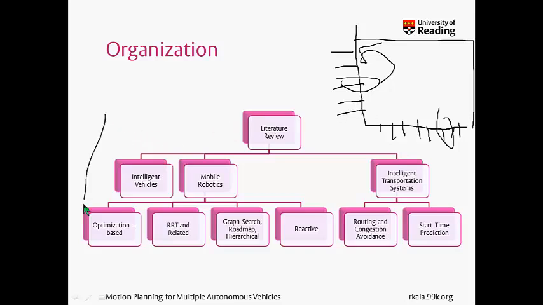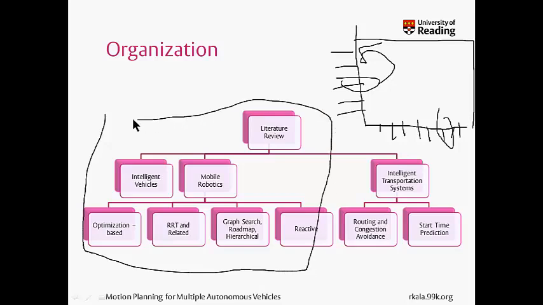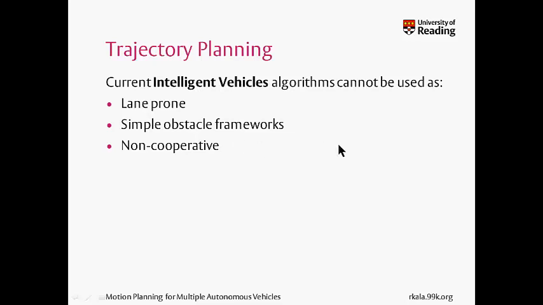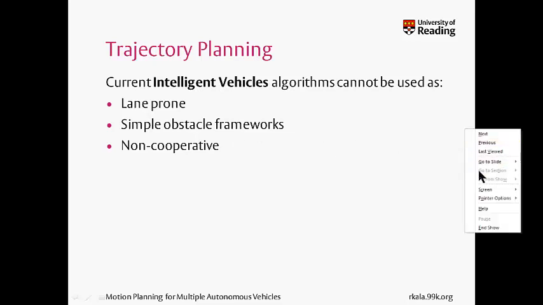The thesis basically has two independent parts. One is the domain of trajectory planning of autonomous vehicles. The other is how we manage the transportation system at large. We'll be dealing with both of these one by one. And for trajectory planning of an autonomous vehicle, I may take up the algorithms from the domain of intelligent vehicles or from the domain of mobile robotics. We'll be seeing one by one what the trade-offs are in each one of them.